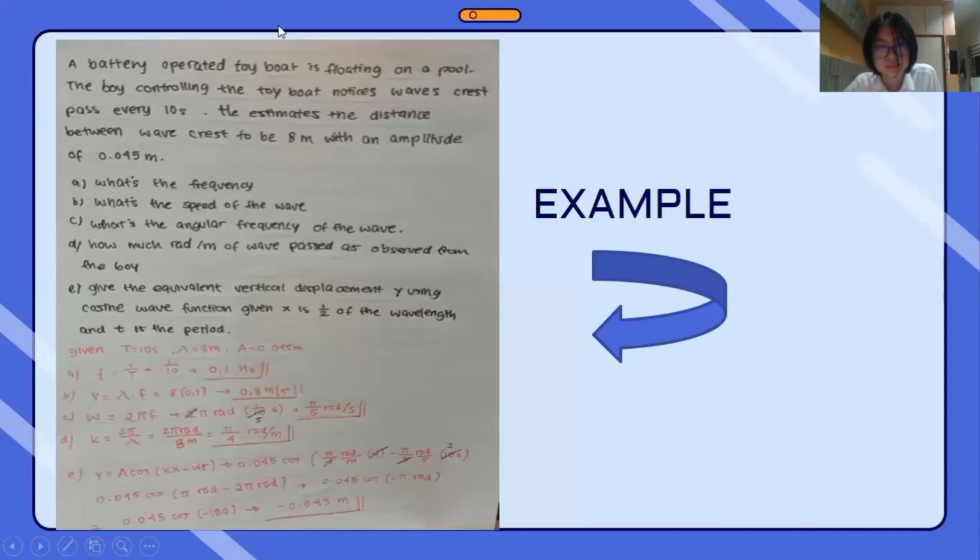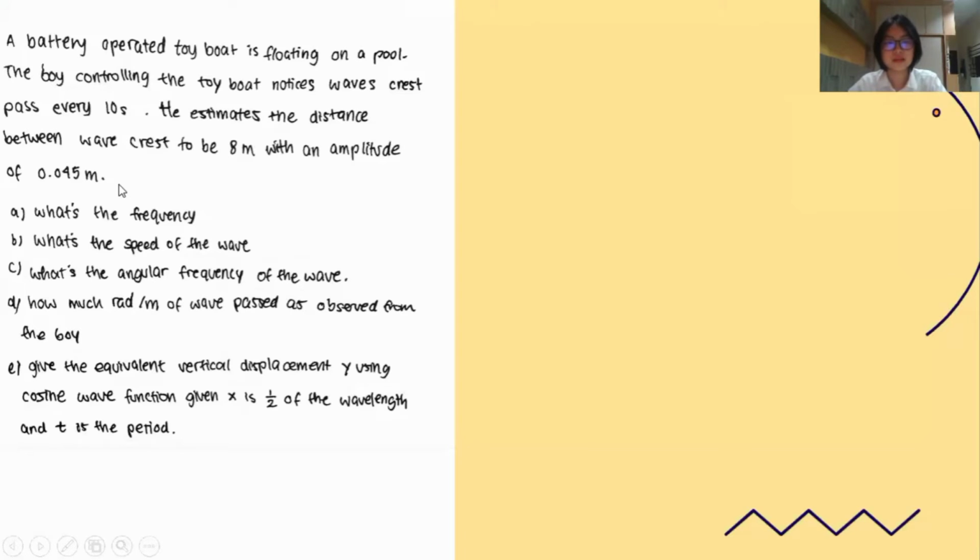Okay, this is the example. I have put the finished example in solution in this place so you guys can review it, but right now we are going to discuss it together. Let's start. A battery operated toy boat is floating on a float. The boy controlling the toy boat notices a wave crest passing every 10 seconds. He estimates the distance between wave crests to be 8 meters with an amplitude of 0.045 meters. A. What is the frequency?